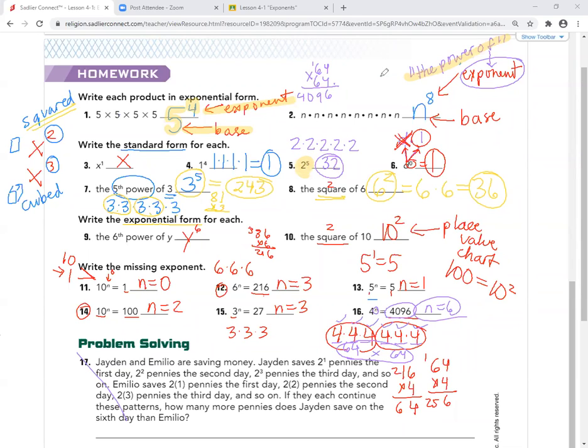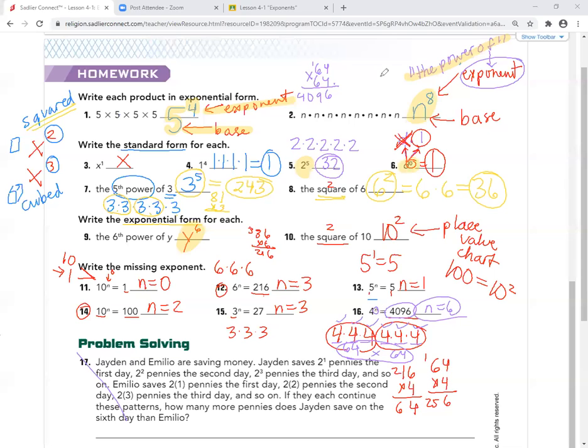2 to the 5th power. Everyone say it. Everyone say n to the 8th power. Everyone say d to the 0 power. Everyone say y to the 6th power.